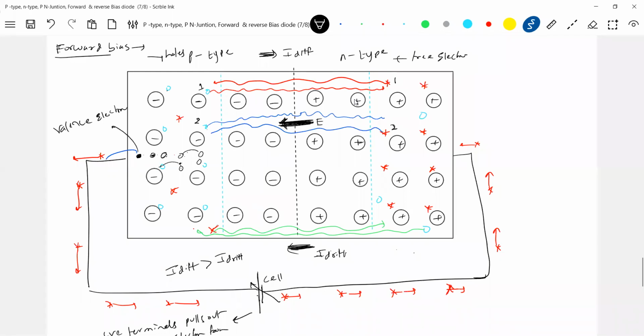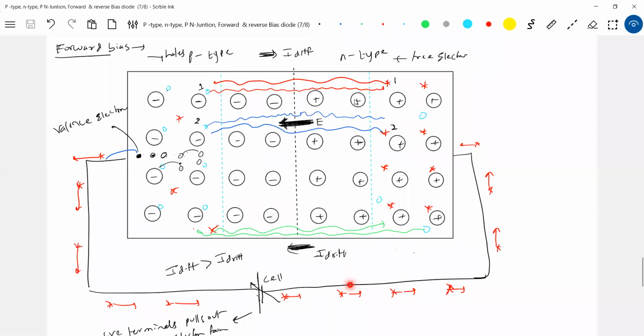What's happening to the width of the depletion layer? The width of the depletion layer will decrease here. Sir, how come the width of the depletion layer decreases? Okay, come to this one. How does the width of the depletion layer decrease? If you look at this, these electrons, instead of moving, can take this position.